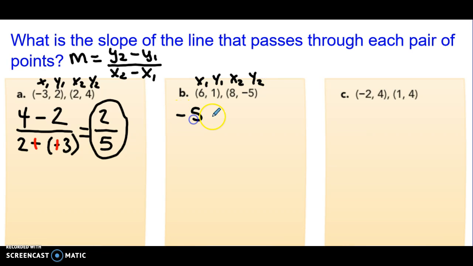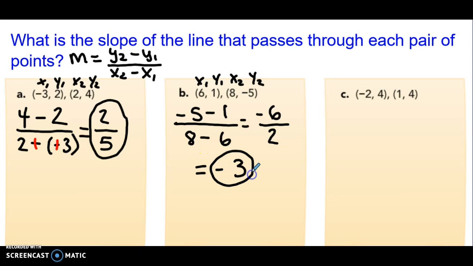y2 is negative 5 minus my y1, which is 1, divided by my x2, which is 8, minus my x1, which is 6. So we get negative 6 divided by 2. So negative 6 divided by 2 gives me negative 3. This would be my slope. Let's try the last one.